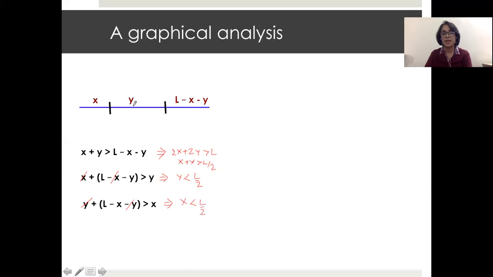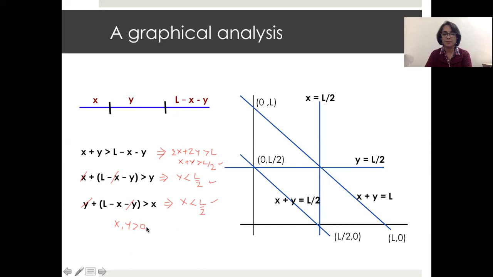What are x and y? They are lengths of parts of the spaghetti stick. So definitely x and y should be greater than 0, otherwise we will not have these parts. Now we have these three inequations, and x plus y is also strictly greater than 0. So we can plot them on the two-dimensional plane.